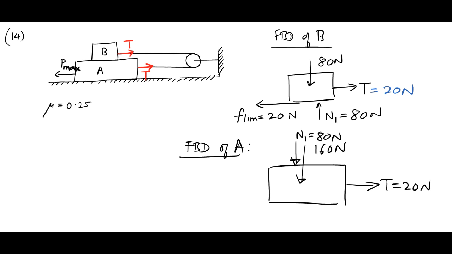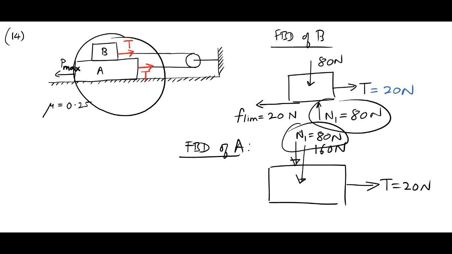So actually, if I draw the blocks A and B exactly in the relative positions with respect to each other, then this N1 and this N1 must be in the same line. They must be collinear. They are an action and reaction pair. But it doesn't really matter in this particular problem. So that's N1. The other force acting is limiting friction exerted by B on A, and that must be the same as this but in the opposite direction. So it's this over here, F limiting, that's equal to 20 newtons.